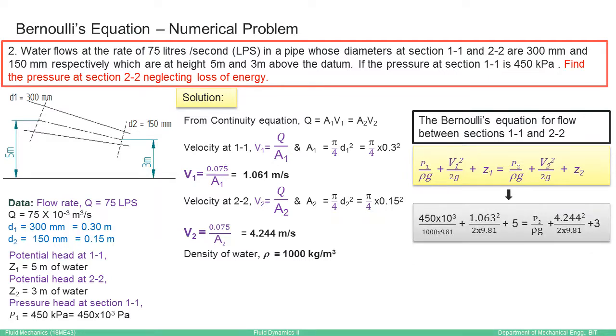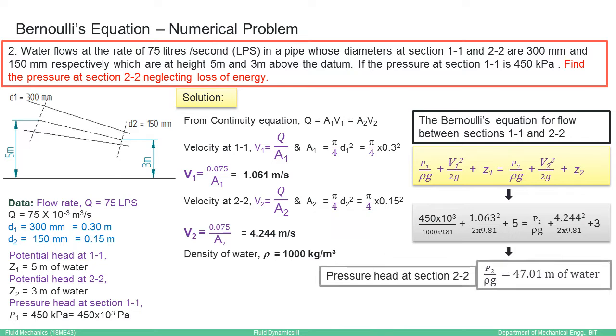So substituting all this, we are left with P2 by rho g. In order to find the pressure at section 2-2, first we'll find the pressure head at that section, and later we'll use that to get P2. So P2 by rho g is the pressure head at section 2-2, that is 47.01 meters of water, because water is flowing through the pipeline.